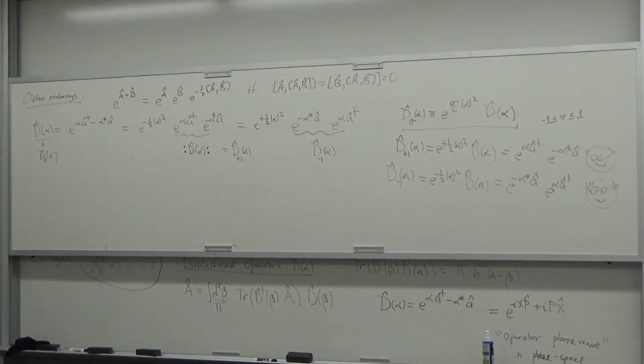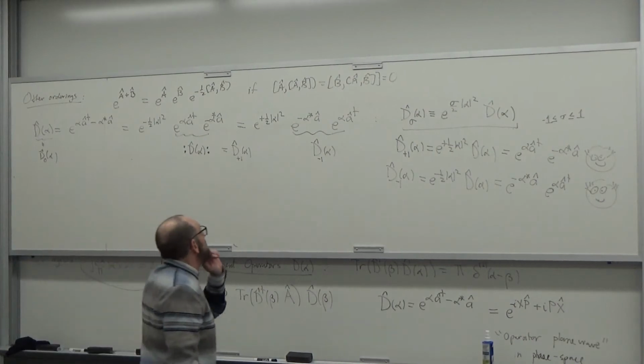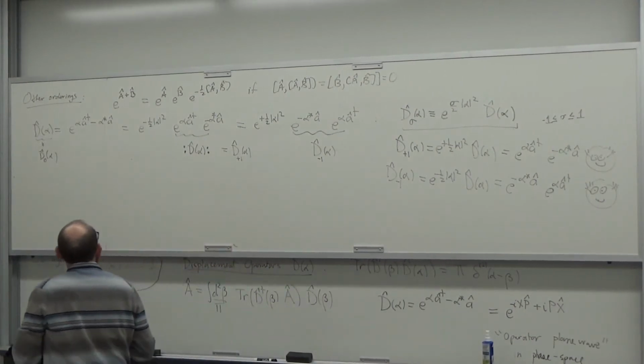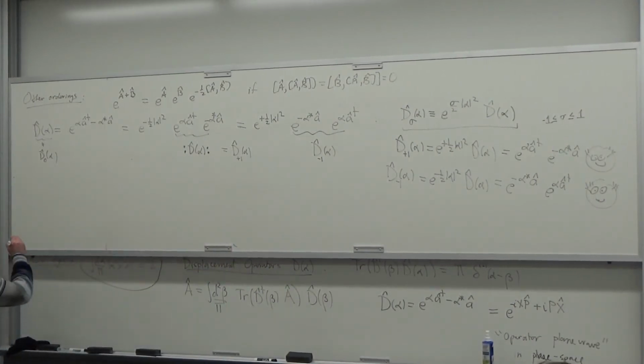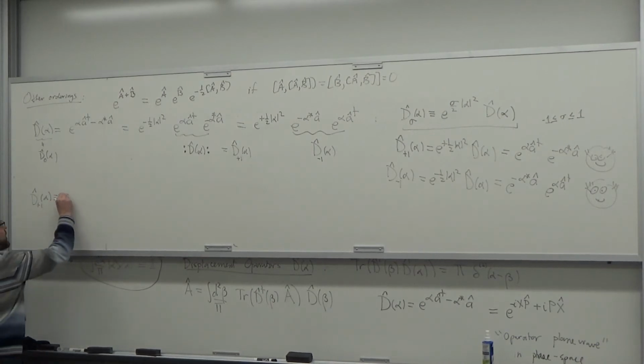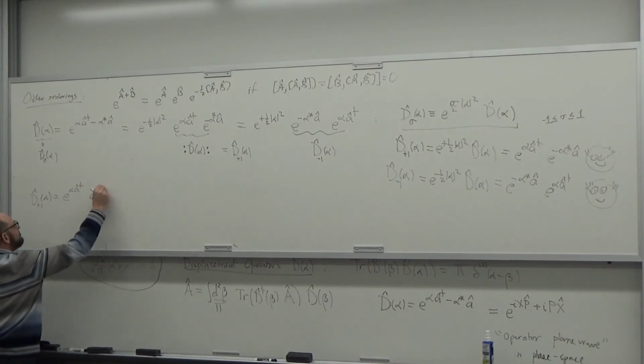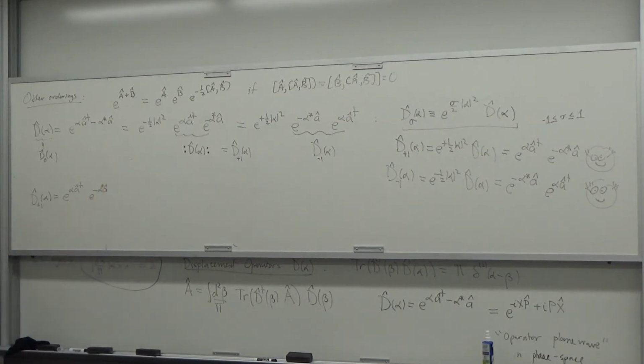Okay, so let's think about this now. So if I look at, let's look at D plus 1. That's equal to that. Right? That's the normally ordered guy.